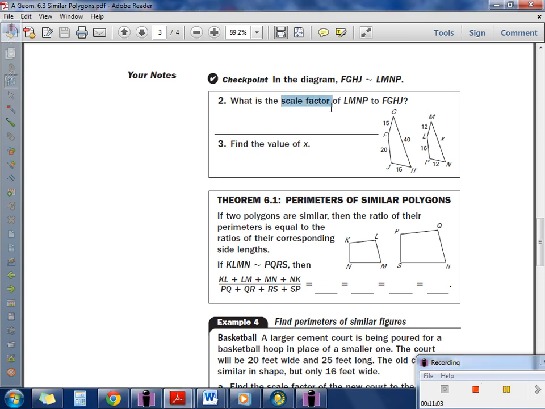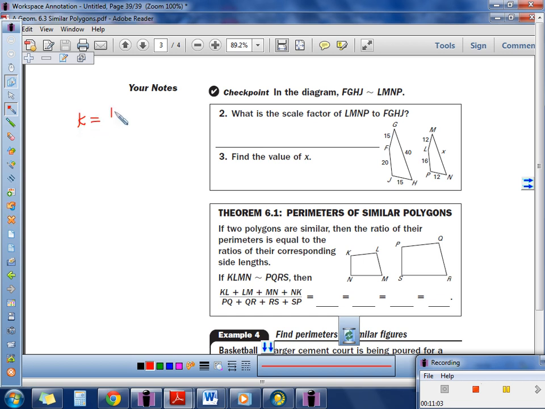You need to remember, scale factor right there always looks like k equals some fraction. And the key thing you got to pay attention to is going from this shape to this shape. Since it already tells you they're similar, you really only need to compare one side of each shape. So let's find a number off of each. So maybe let's find one on LMNP. That's this one over here. Let's pick out 12.